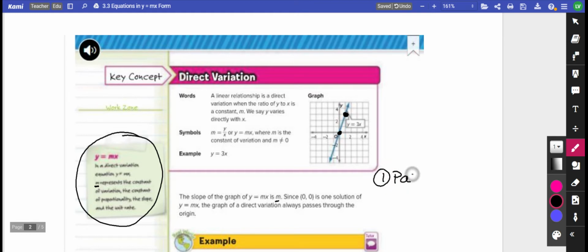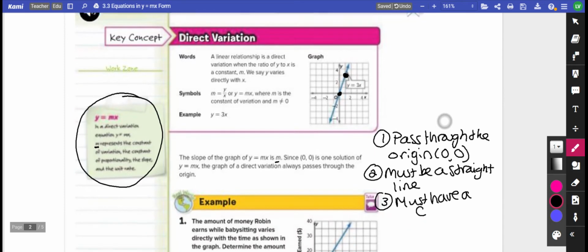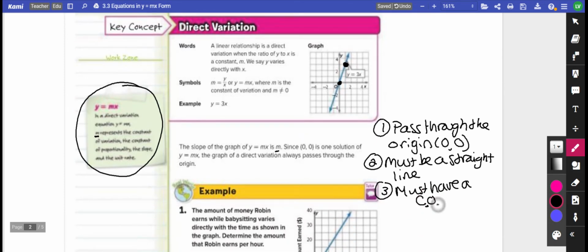First, it must pass through the origin, which is 0, 0. Number 2, it must be a straight line. And the third requirement is it must have a constant of proportionality, or slope.